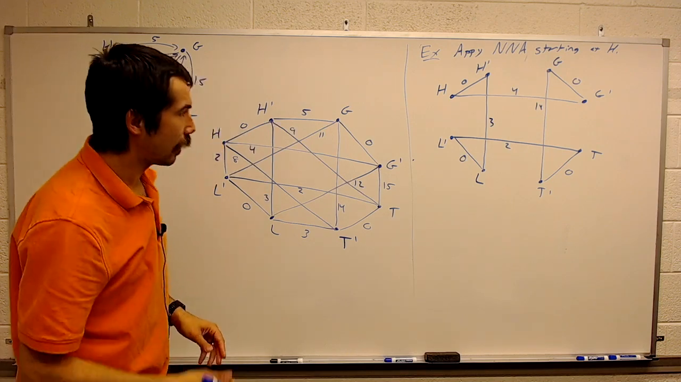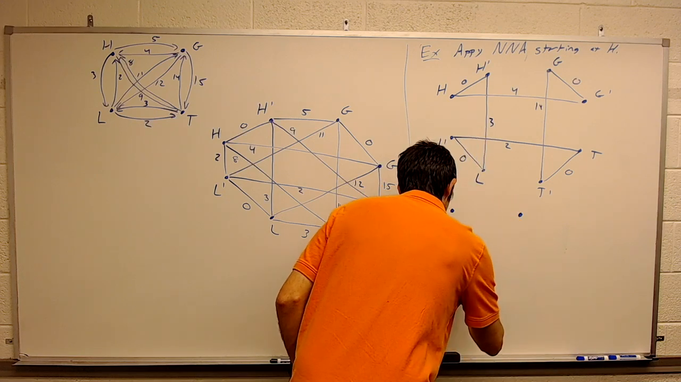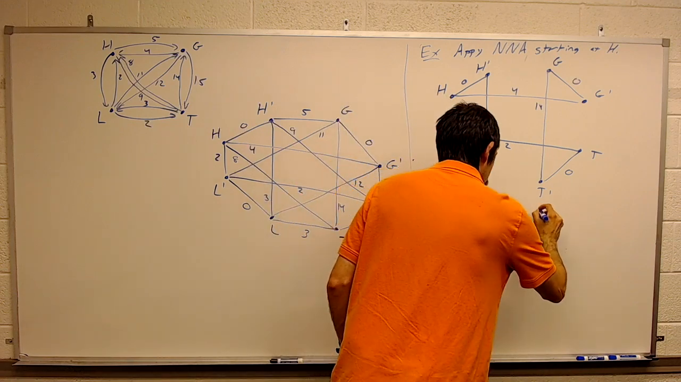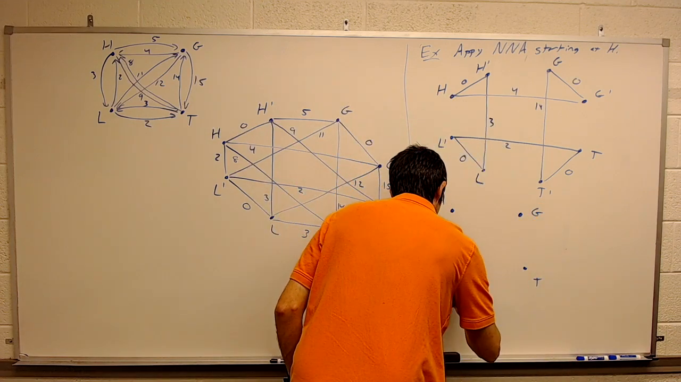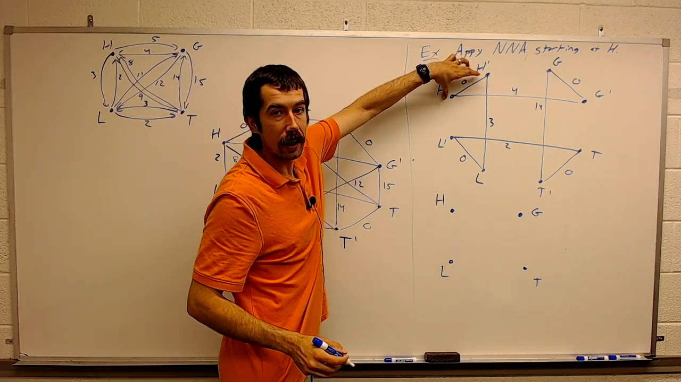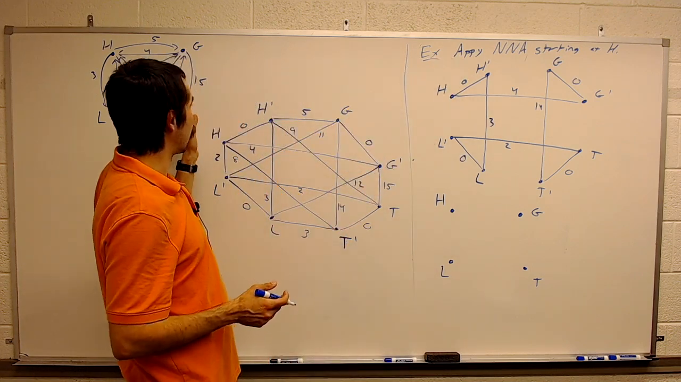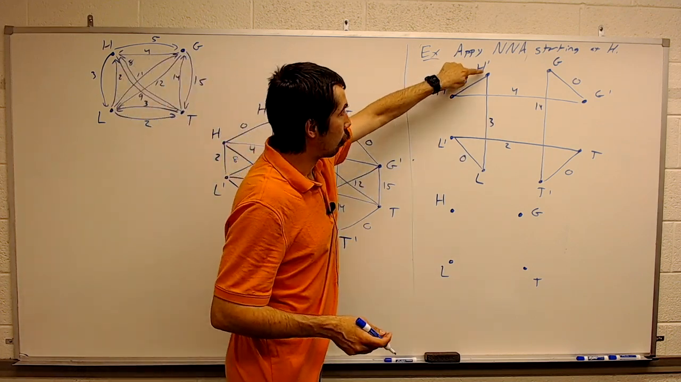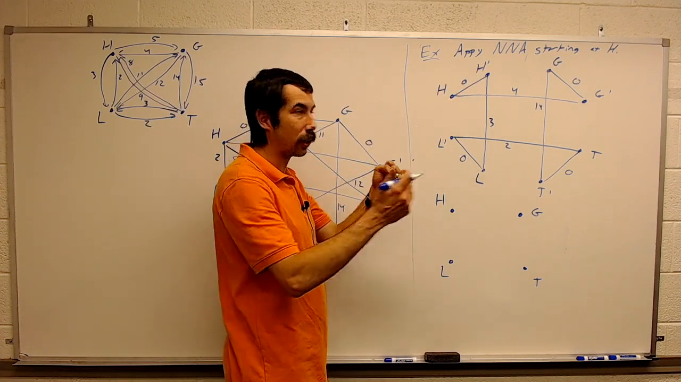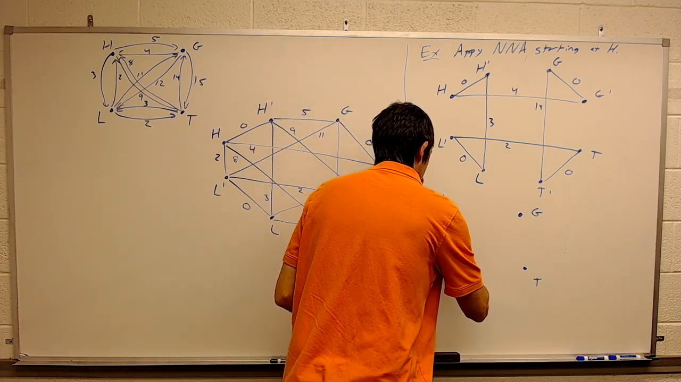But to do it on the directed graph, so we have H, G, T, and L. You could ignore all of the steps that have length 0. Those don't actually correspond to anything in our directed graph. We're going H prime to L. Remember, H prime L means we start at H and go to L.